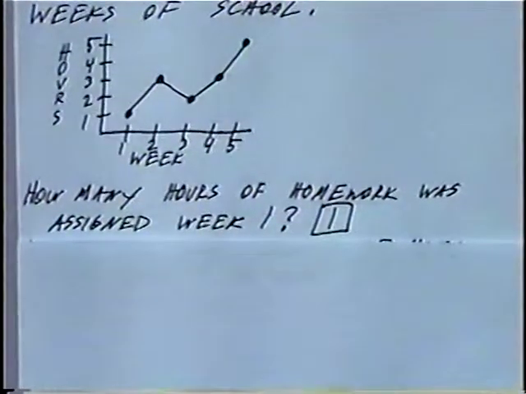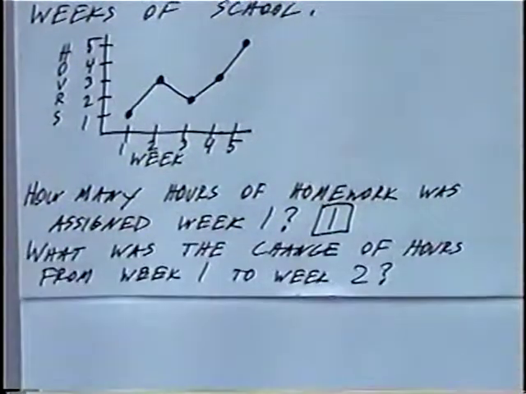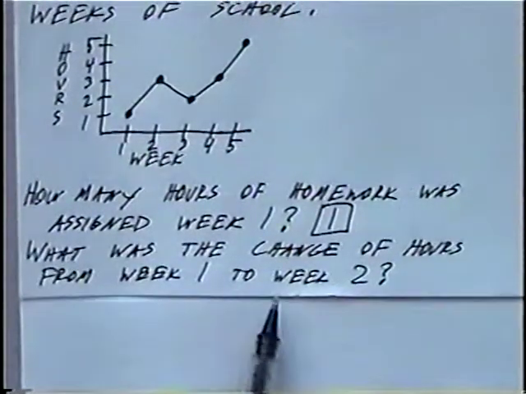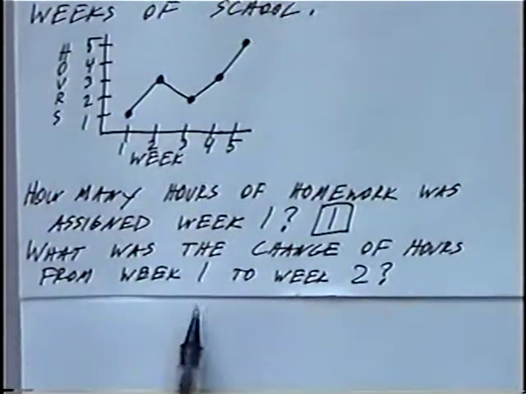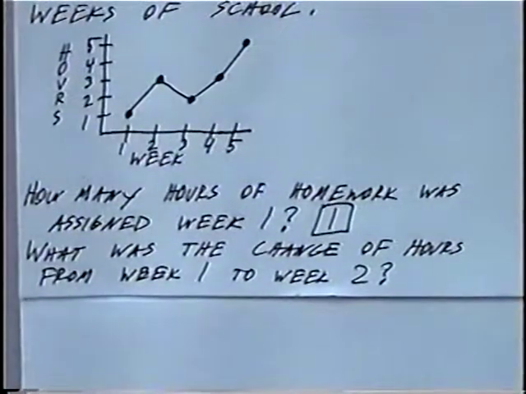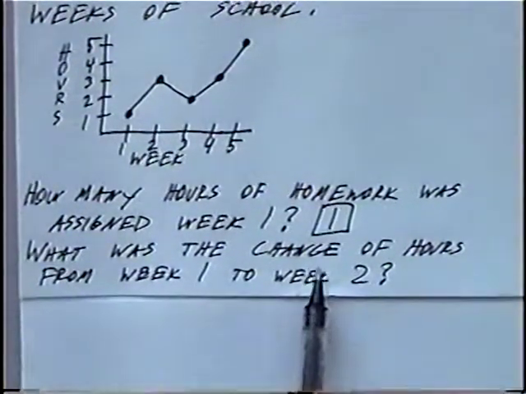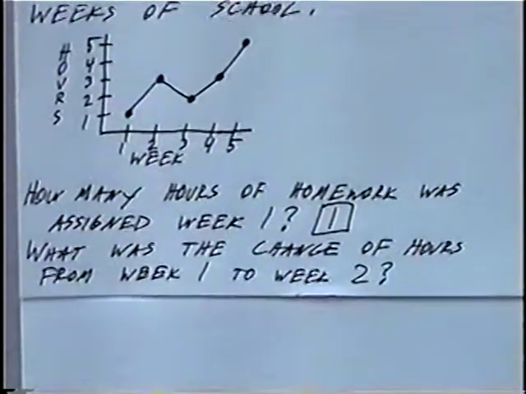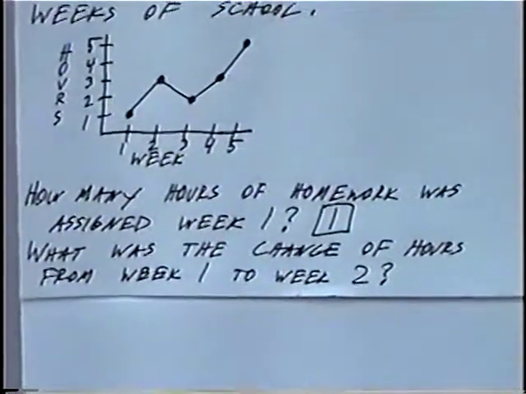So how many hours of homework was assigned during week 1? The answer would be 1 hour. Second question and last question for the section. What was the change of hours from week 1 to week 2? So the change is how much it changed from one week to the other week. So we have to look at week 1 and figure out how much it changed to week 2.